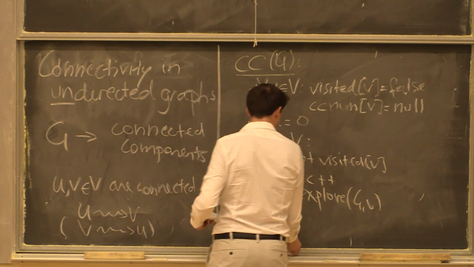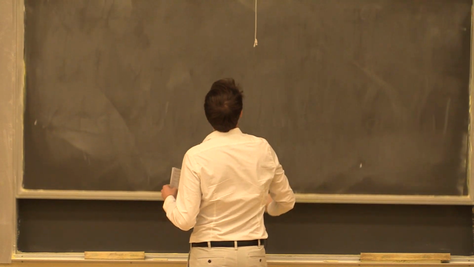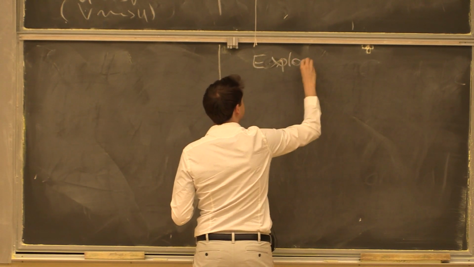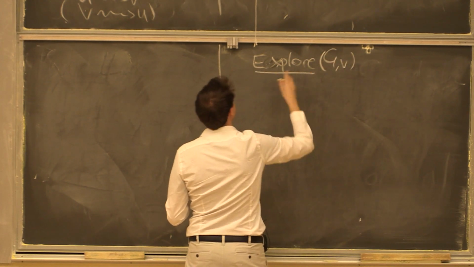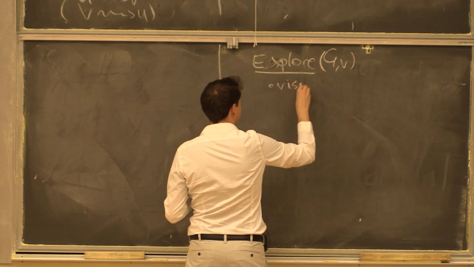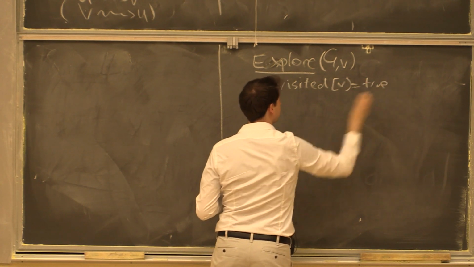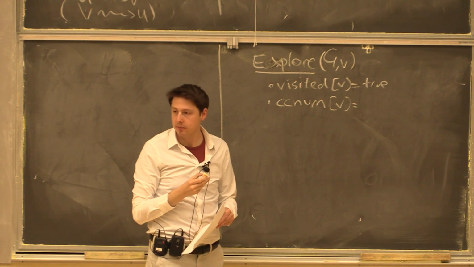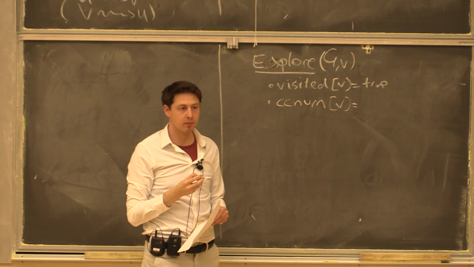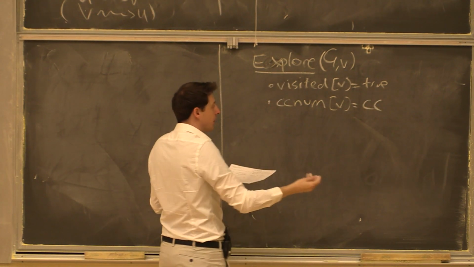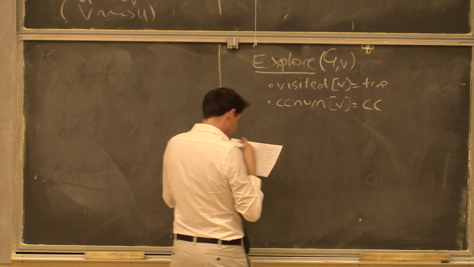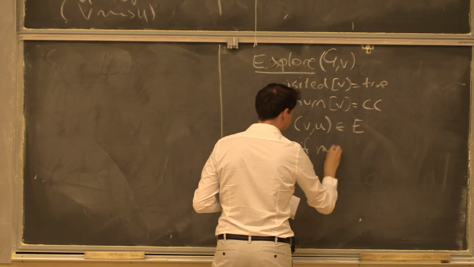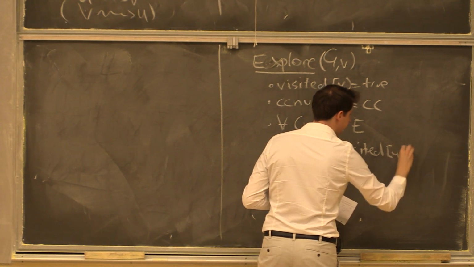So let's do it here. I'm going to write explore again, but with a modification for bookkeeping of connected components. Like before, we set the visited flag to true. And now, in addition, what should I do? I should set CC_num of v to be what? CC, because that is my current connected component. I just store it there. And then, like before, for all edges (v,u) in E, if not visited u, then I explore u.